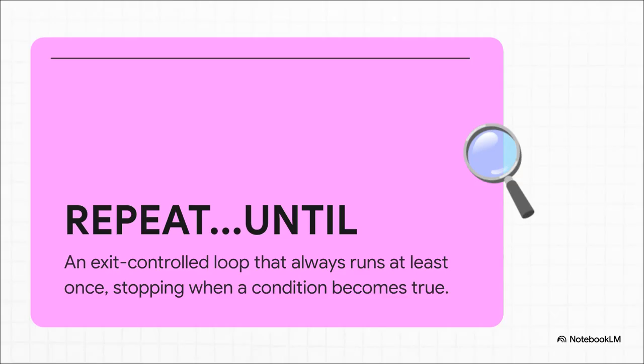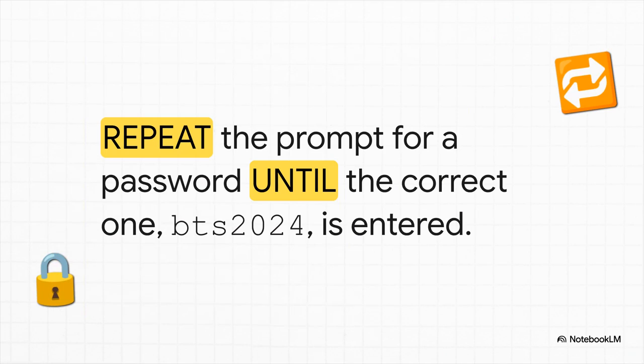So the first type of loop we're going to look at is the repeat until loop. I like to call this one the persistent checker. And here's the key thing you've got to remember about it. It always runs the action at least one time before it checks if it should stop. It's kind of got an act first, ask questions later philosophy. And this setup is absolutely perfect for a login screen, right? The code will just repeat the password prompt until you finally enter the correct one. You have to ask for the password at least once, so this loop is the perfect tool for the job.